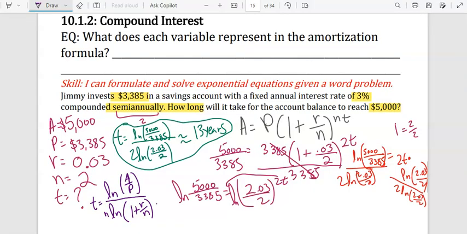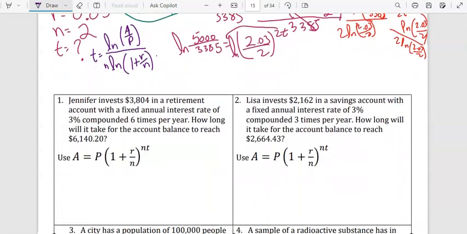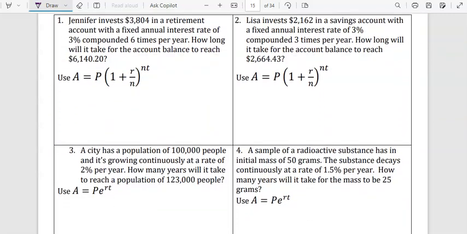So answer the essential question and do the other examples underneath.